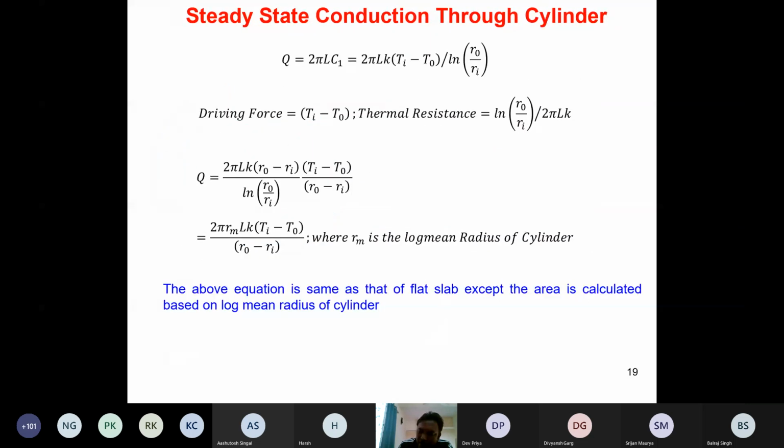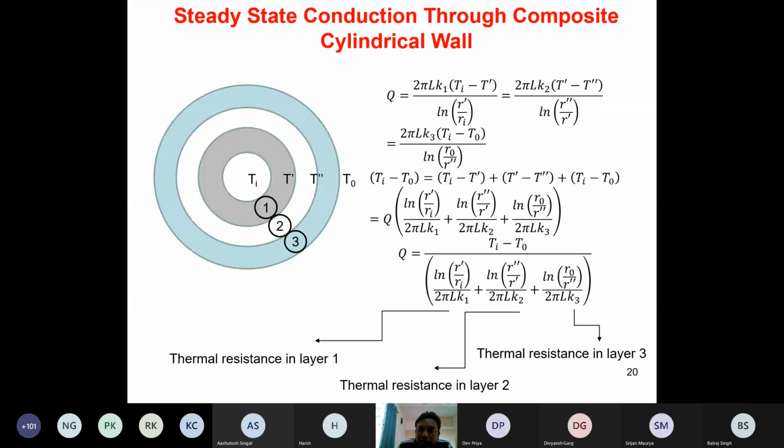So this idea of the flat slab is then extended. The expression of the rate of heat transfer is extended for the composite cylindrical wall. So here we are having 3 composite cylindrical walls. And again here, if we obtain the expression for Q, the expression for the Q can be obtained as here.